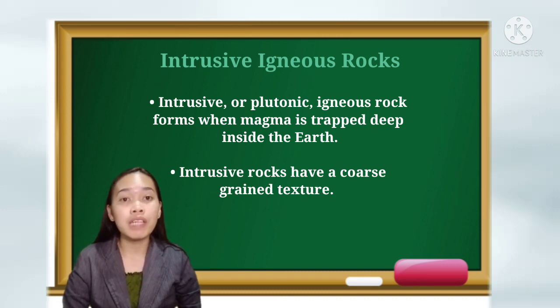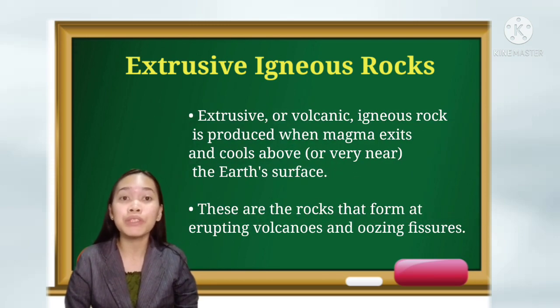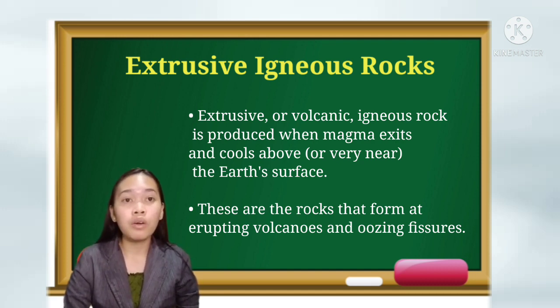Slow cooling means that individual mineral grains have a very long time to grow, so they grow to a relatively large size. Next is extrusive igneous rocks. Extrusive or volcanic igneous rock is produced when magma exits and cools above the Earth's surface. These are the rocks that form at erupting volcanoes and oozing fissures. The magma, called lava when molten rock erupts on the surface, cools and solidifies almost instantly when it is exposed to the relatively cool temperature of the atmosphere.